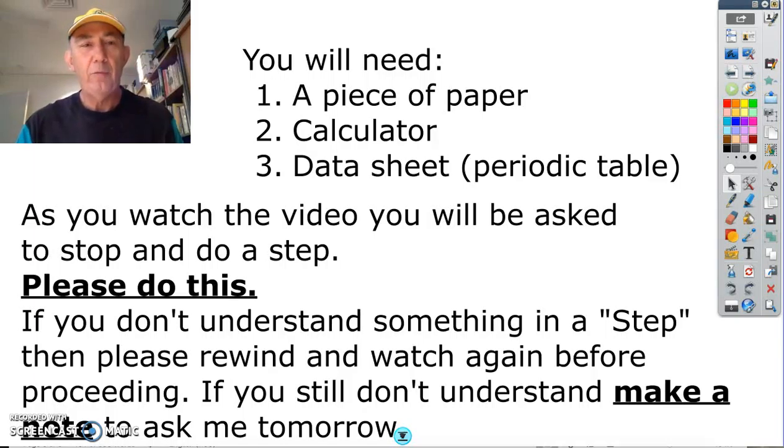Hi, in this video we're going to learn how to do multi-step equation reaction problems. You're going to still need your piece of paper, a calculator and your periodic table. As you watch the video, again you're going to be asked to stop, do a step, and then continue. If you don't understand a step, go back, rewind, if necessary, rewind and watch the whole thing.